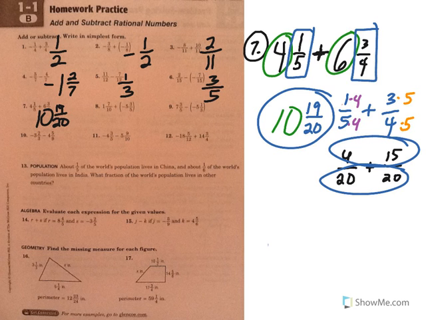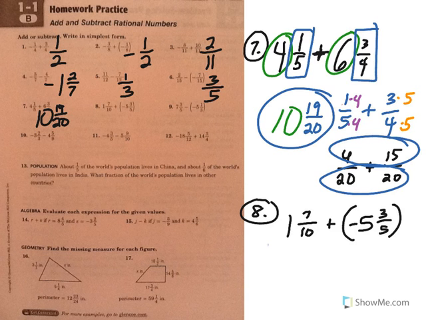Number 8. Okay, now this is where I'd say be careful. Number 8 says 1 and 7/10, adding -5 and 3/5. You see what I'm saying here? We have different signs, and you have to be careful. You don't want to just say 1 minus 5 is -4, because it might not actually be -4. It all depends on the fractional component here of 7/10 and 3/5.